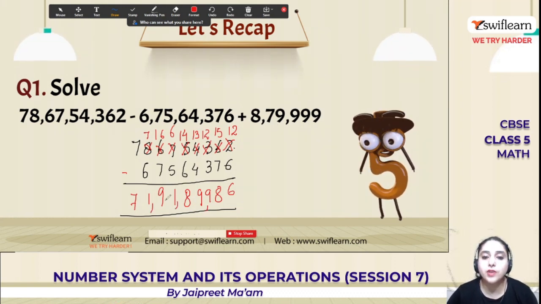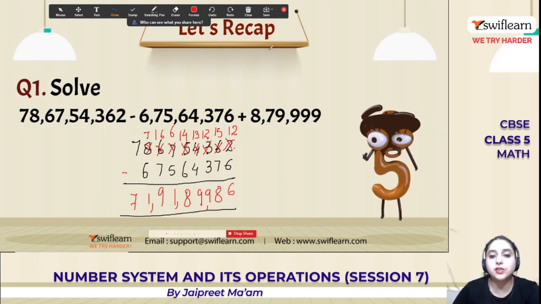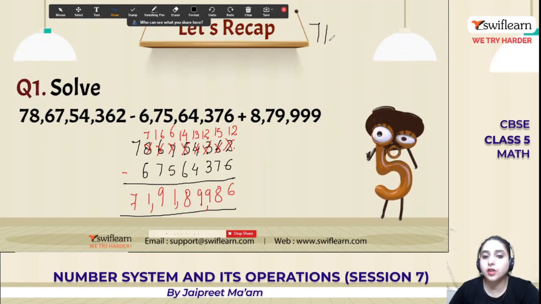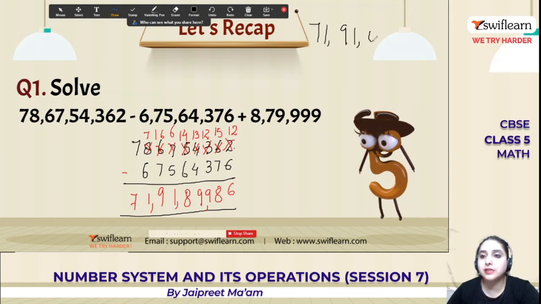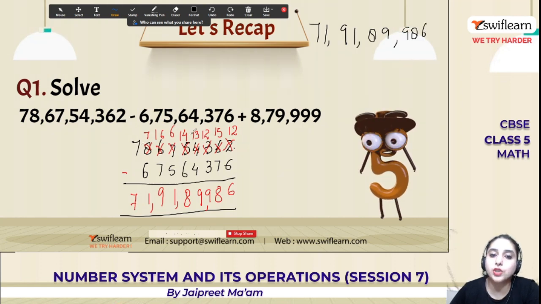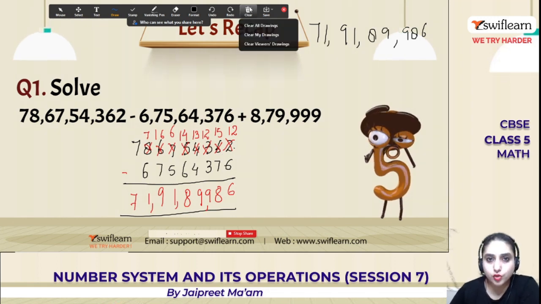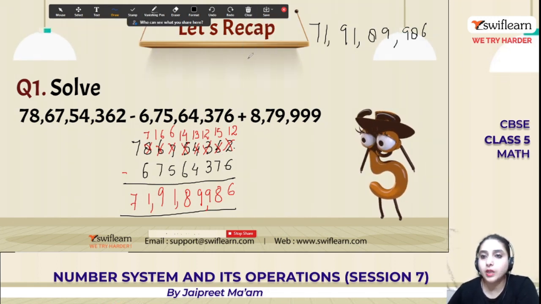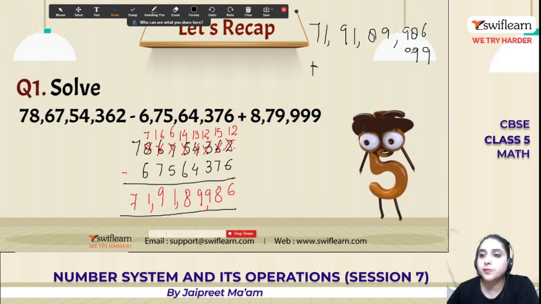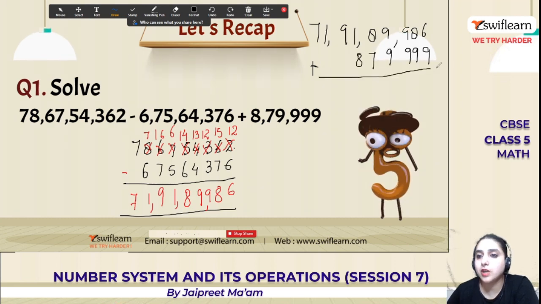Now what we have to do, we have to add 8 lakh 79,999, this number. So let's start adding. So we will write 71 crore 91 lakh 89,986. I will again remind you, just write the new numbers above the previous numbers, so that there is no confusion. So let's start adding. Start writing from the right hand side. Write the numbers below the same place value. This is the rule while doing the addition of large numbers.